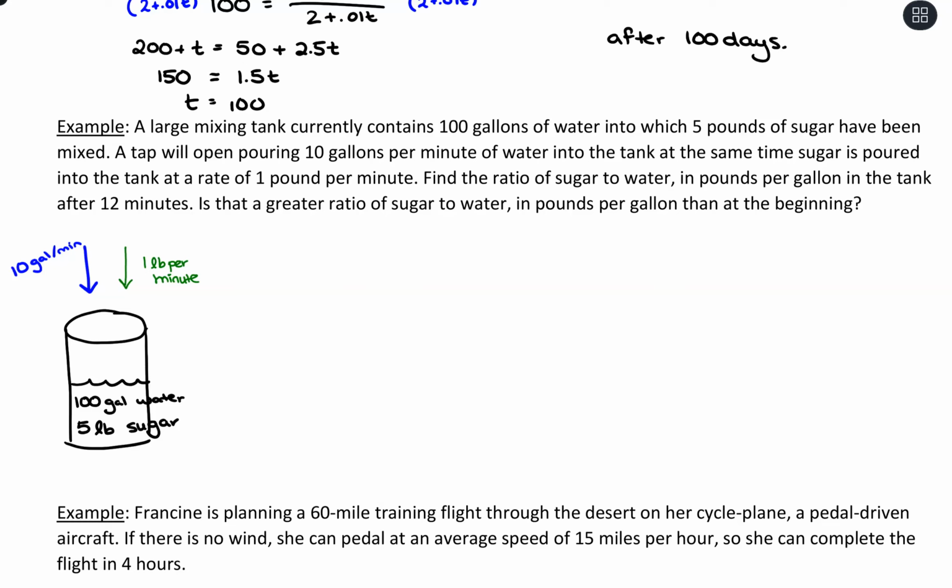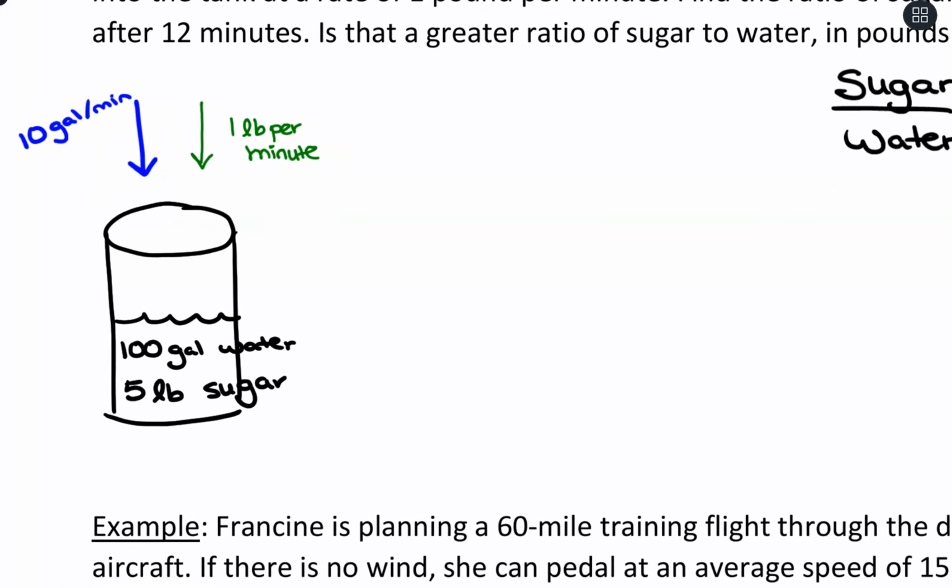What we want to do is find the ratio of sugar to water, so taking the amount of sugar and dividing by the amount of water, in pounds per gallon in the tank, and we want to look at this after 12 minutes. So first off, let's just talk about what's happening separately. For water, we're starting with 100 gallons, and then we're adding on 10 gallons per minute. So let's let T equal the amount of time that's passed. We're going to add on 10 gallons per minute that has passed. So after 1 minute, we have 110, after 2 minutes, 120, so on and so forth.